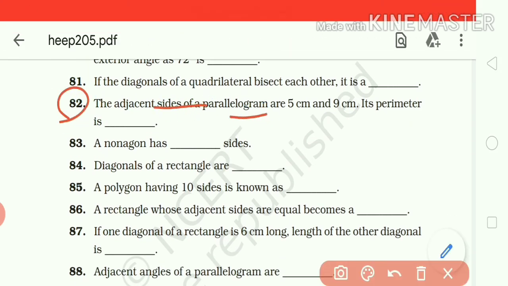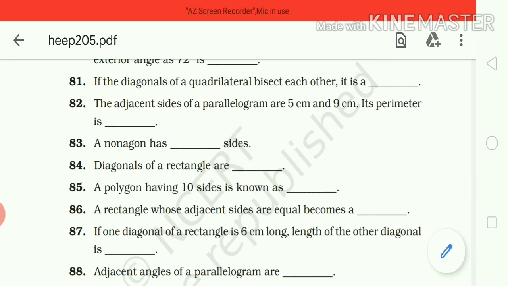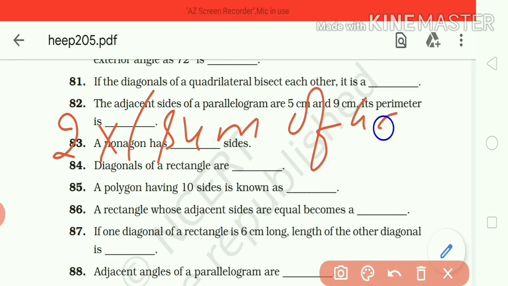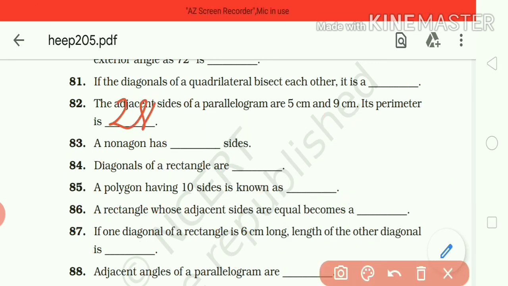So come to question number 82. The adjacent sides of the parallelogram are 5 cm and 9 cm, and its perimeter is, you know that in the parallelogram opposite sides are equal. So it is the same as the formula of length and breadth, right? Length plus breadth multiplied by 2. Here length and breadth are adjacent sides, so the formula can be written as 2 multiplied by the sum of adjacent sides. So 2 into 5 plus 9, and 9 and 5 is 14, 14 2s are 28. So the answer is 28 centimeter.